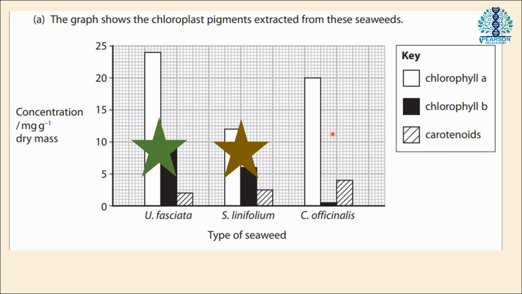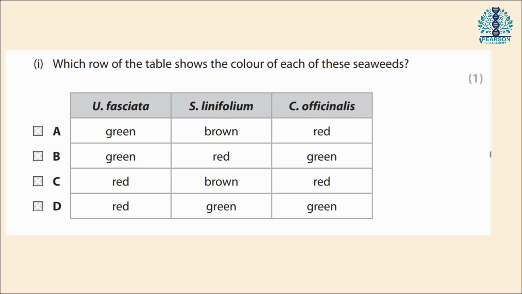Say officinalis has abundant chlorophyll A but very low chlorophyll B and moderate carotenoids. The high chlorophyll A absorbs blue and red light, while the low chlorophyll B means it absorbs less red light. The carotenoids absorb blue-green light, so reflecting more red light, giving the seaweed a reddish appearance. So now the question asks you which row of the table shows the color of each of these seaweeds, and your answer is green, brown, red.